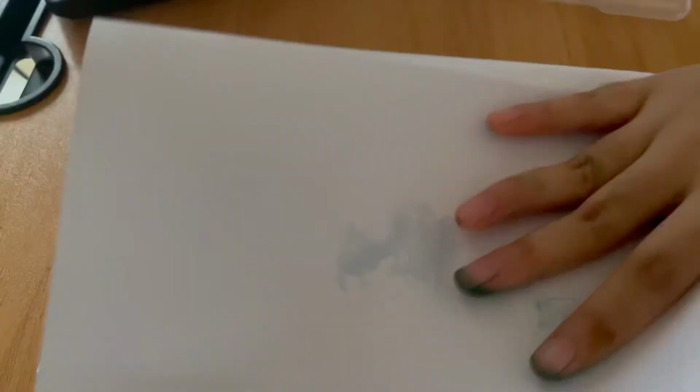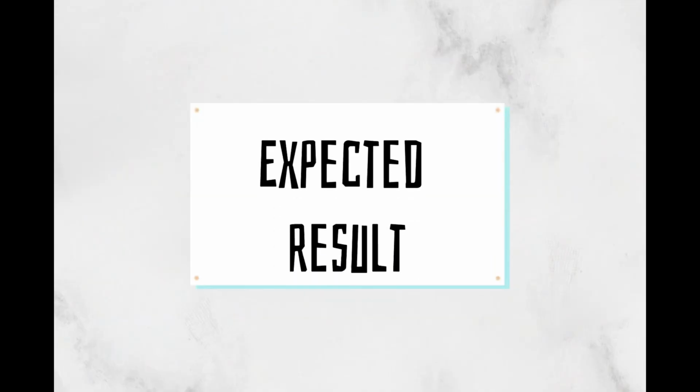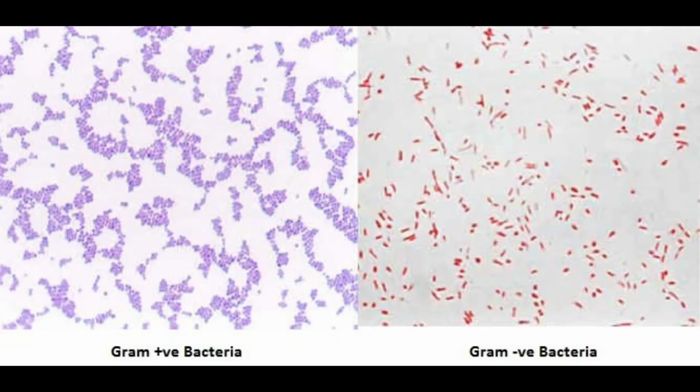Excess water is blotted with bibulous paper. Finally, examine the culture under oil immersion. Expected result: the gram-positive bacteria will appear blue or purple in color, as they have the ability to retain the crystal violet dye during decolorization.